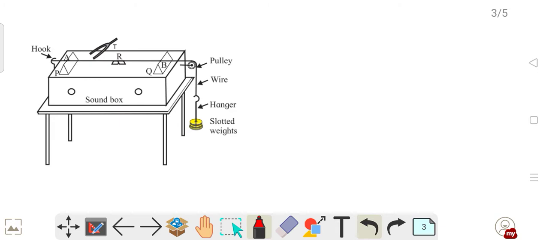Now this string between P and Q, whatever the length of the string will be, that will be the vibrating length, and let us say it is denoted by AB. Now this string can be vibrated in two ways. Either I can pluck it with my hand, or this string can be brought in contact with a tuning fork and it can be set into vibration.